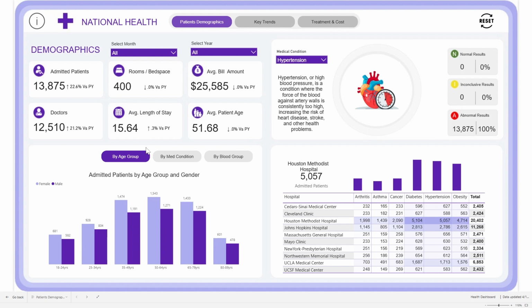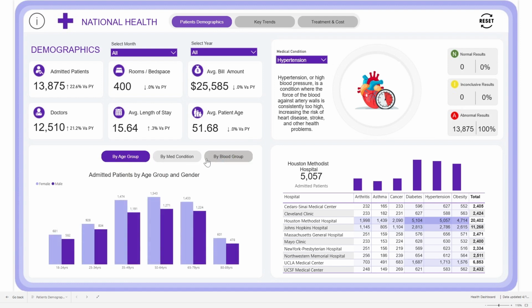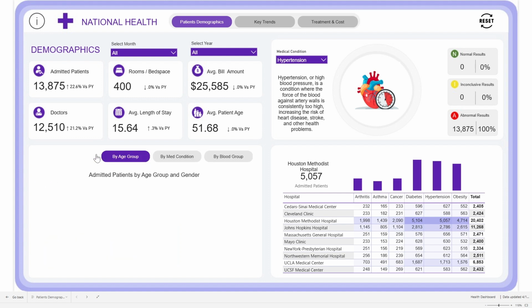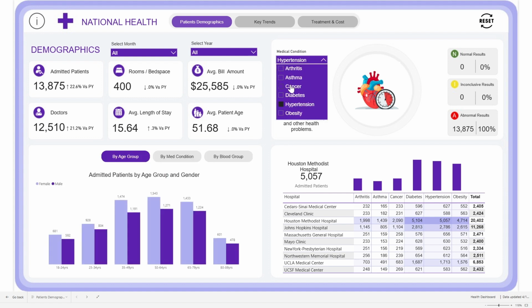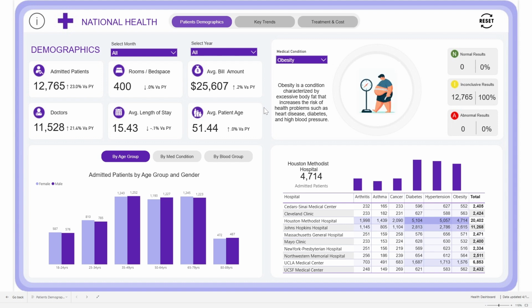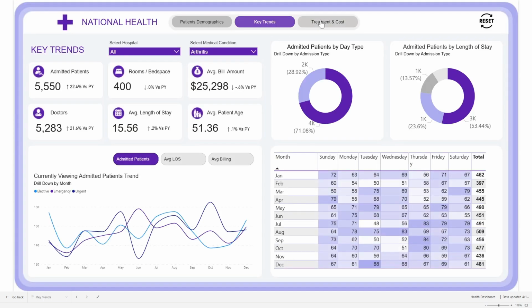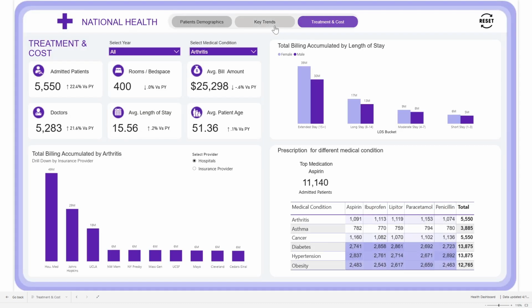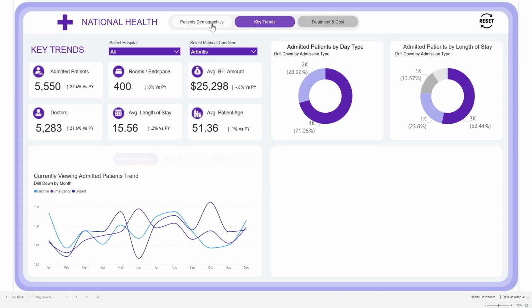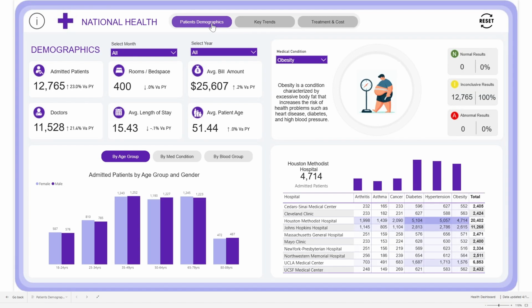Next, the National Health Care Report: patient demographics, hospital performance, and treatment analysis across 10 major hospitals. There are different filter options by age group, medical condition, and by blood group. 3-page dashboard covering the demographics, the key trends, and treatment cost. Every KPI is tracked year over year, so you can spot changes instantly. That is the National Health Intelligence Report.